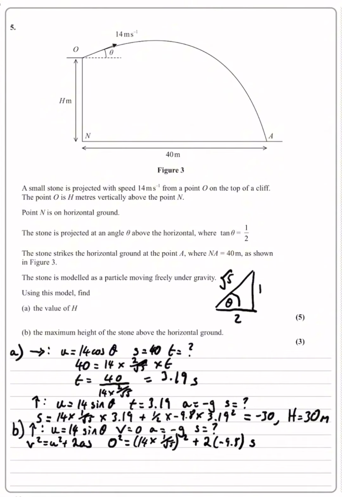Then that will come out as minus 19.6s. If you bring that onto the left-hand side, we'll get 19.6s is equal to, when you square the 14 times 1 over root 5, you get 196 over 5. So divide both sides by 19.6, and you get that s is 2. So the maximum height above the ground is going to be that 2 added onto the height of the cliff. So that maximum height is 32 meters.